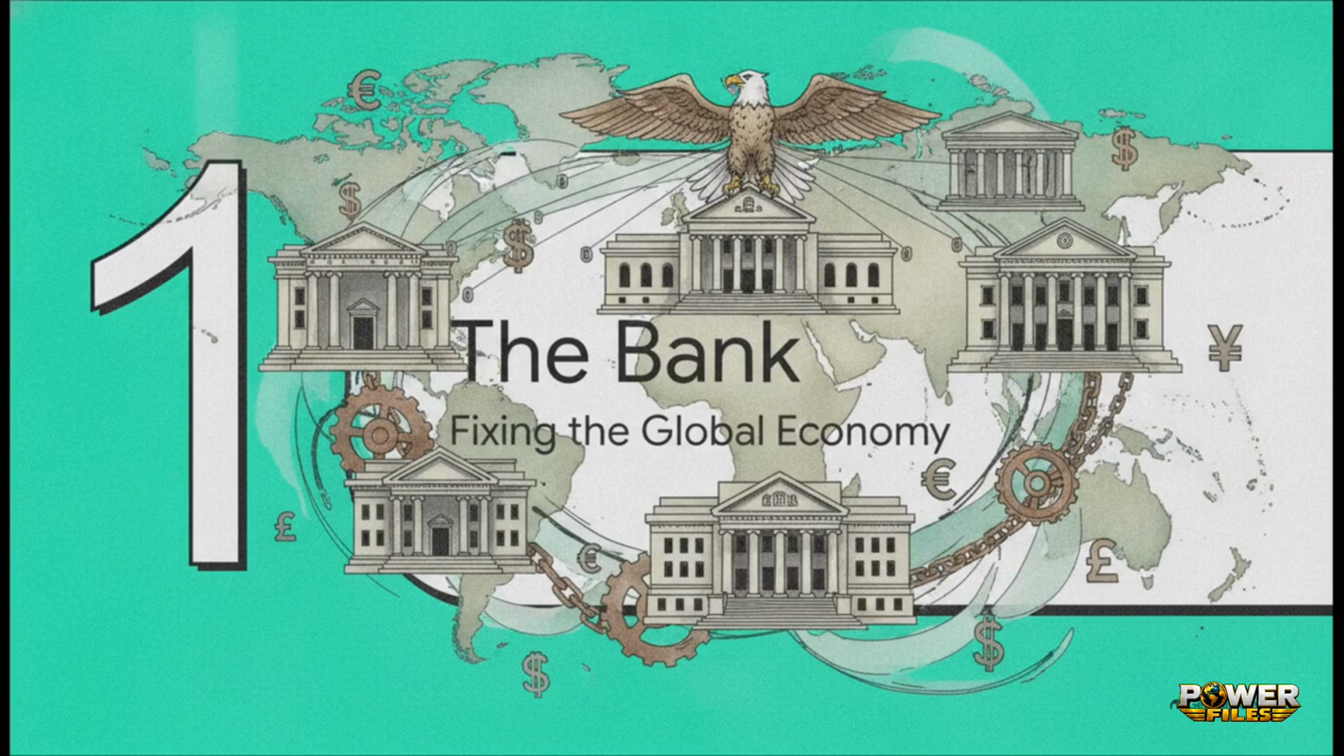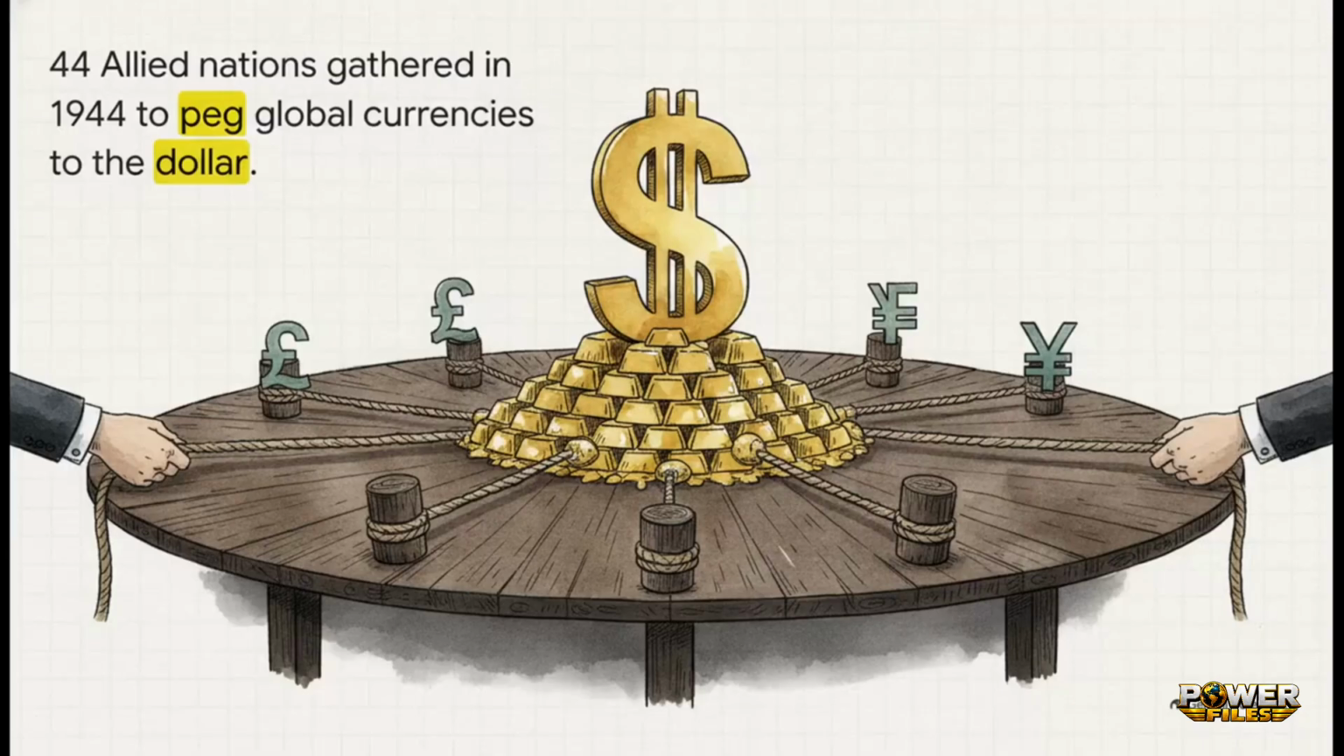Section 1. The Bank. Fixing the global economy. Okay, so how did they actually build this economic trap? In July 1944, delegates from 44 allied nations met at the Mount Washington Hotel in Bretton Woods. The goal was to rebuild the international economic system. But the United States came to the table holding a massive trump card. They controlled 2/3 of the entire world's gold. Because they had that leverage, they insisted that instead of creating a neutral global currency, the world would peg their currencies to the US dollar, and the dollar would be tied to gold at $35 an ounce. Practically overnight, the dollar became the universal reserve currency.